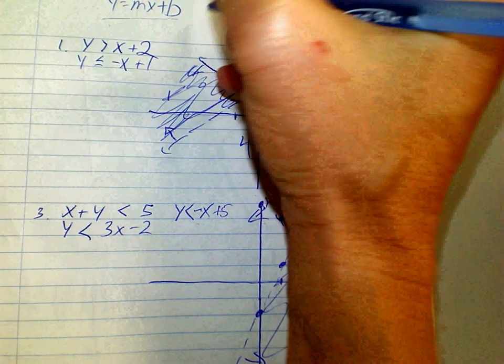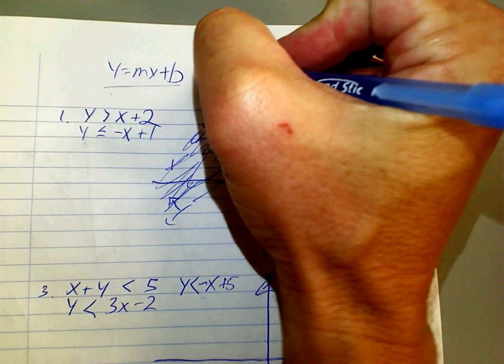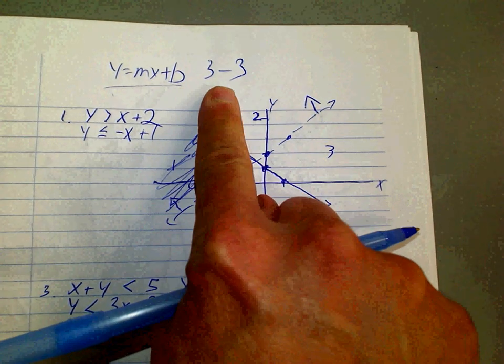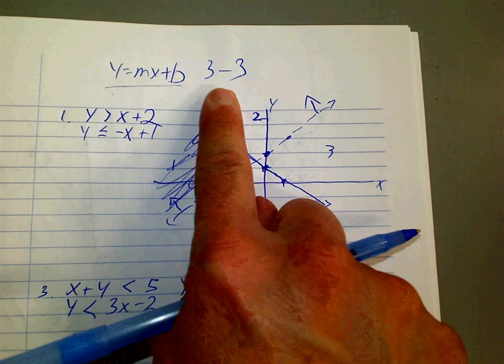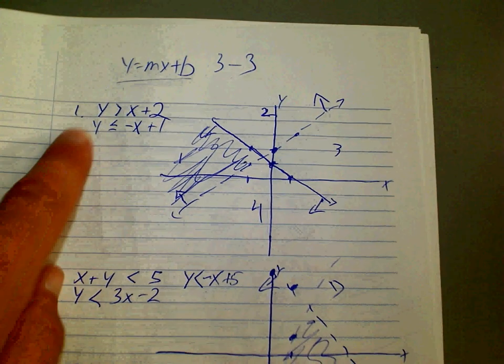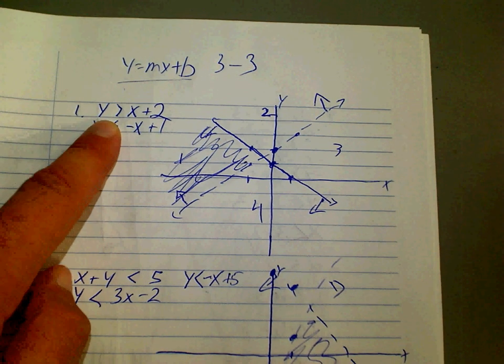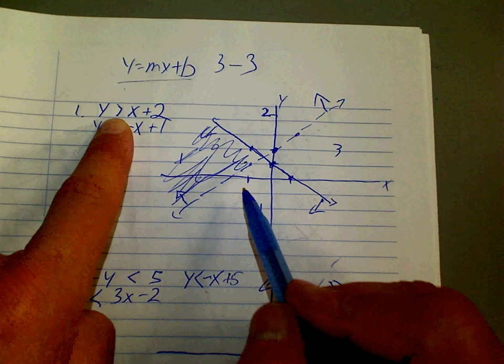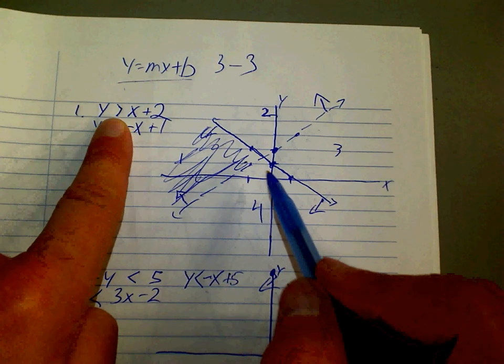Okay, so these are the answers to 3-3, your homework, systems of linear inequalities. Take a quick look. I'm going to go through them kind of quick. This is number one. You saw it yesterday.